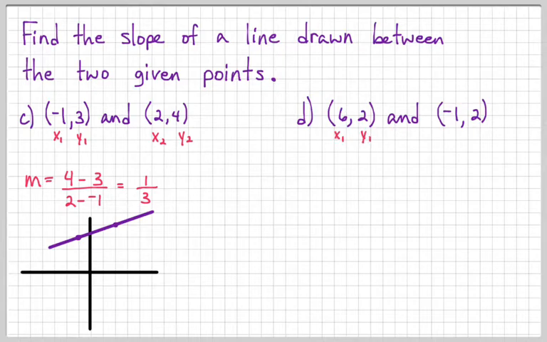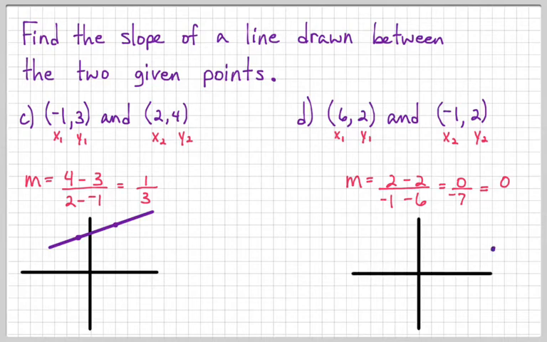Okay, last one, 6, 2 and negative 1, 2. And if we plug into the formula, we get 2 minus 2 in the top and negative 1 minus 6 in the denominator. So I've got 0 on the top and negative 7 in the bottom. And of course that is 0 with 0 in the top. And if we look at the 2 points, we can see that they're going to form a horizontal line. And of course it has no rise at all. So the rise over run should be 0, which is what we got here.